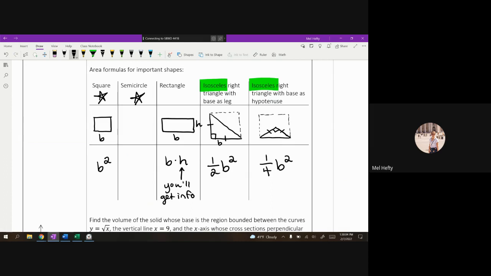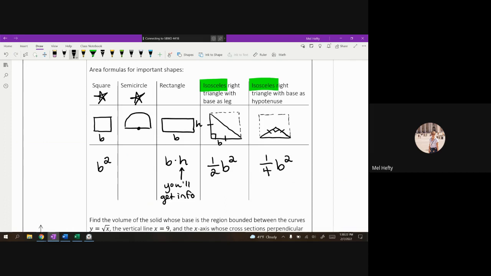All right. Now, the last one here, our semicircle, is a little bit weird. And that's because normally, ooh, that's not a good semicircle. You know, writing and talking is really hard.